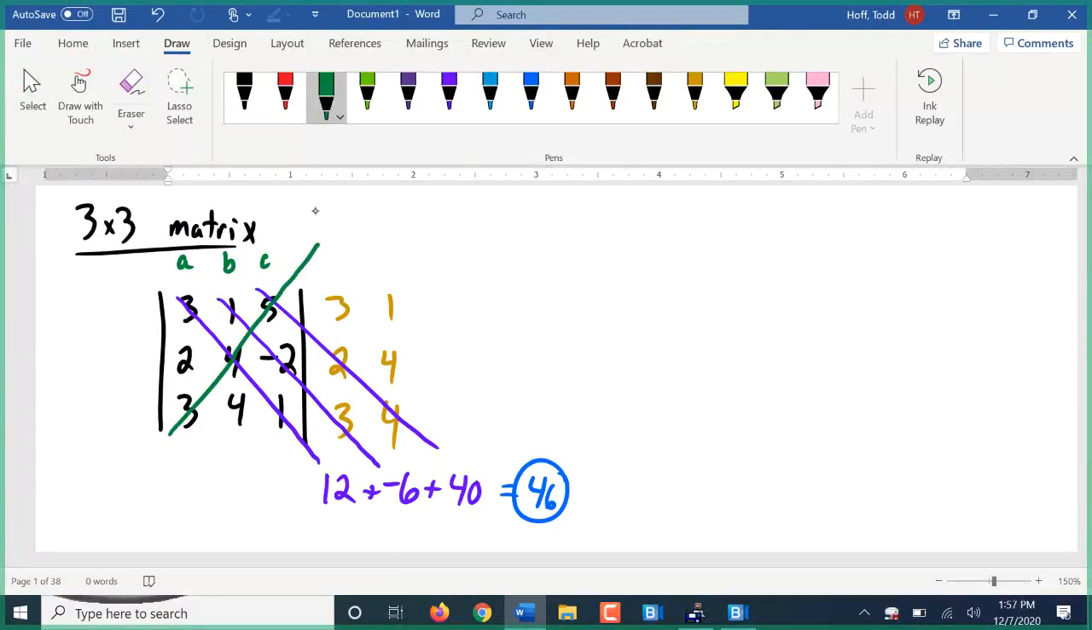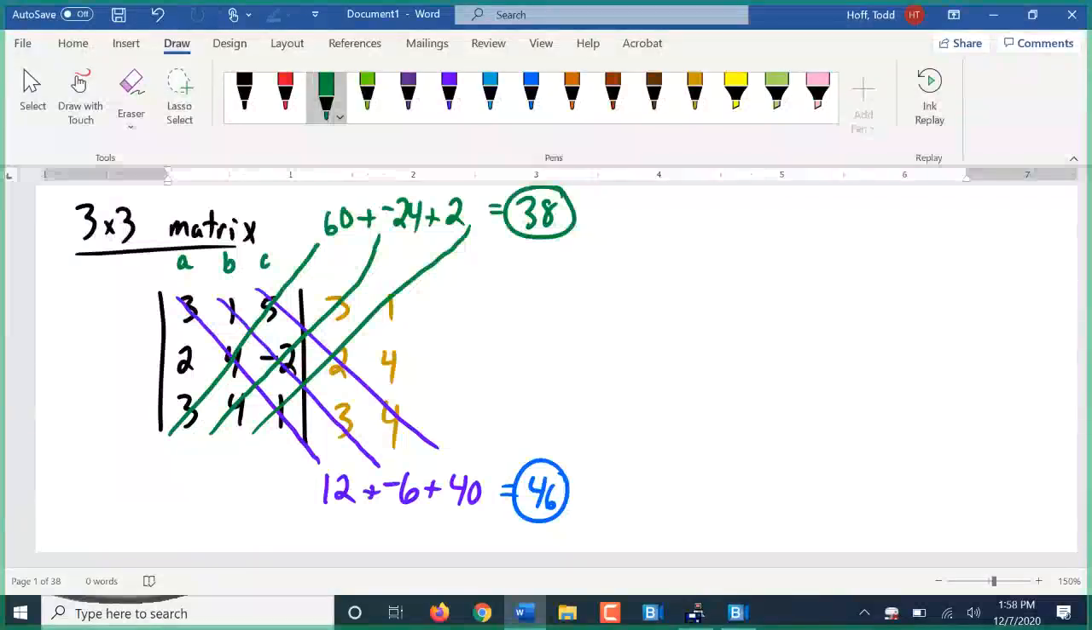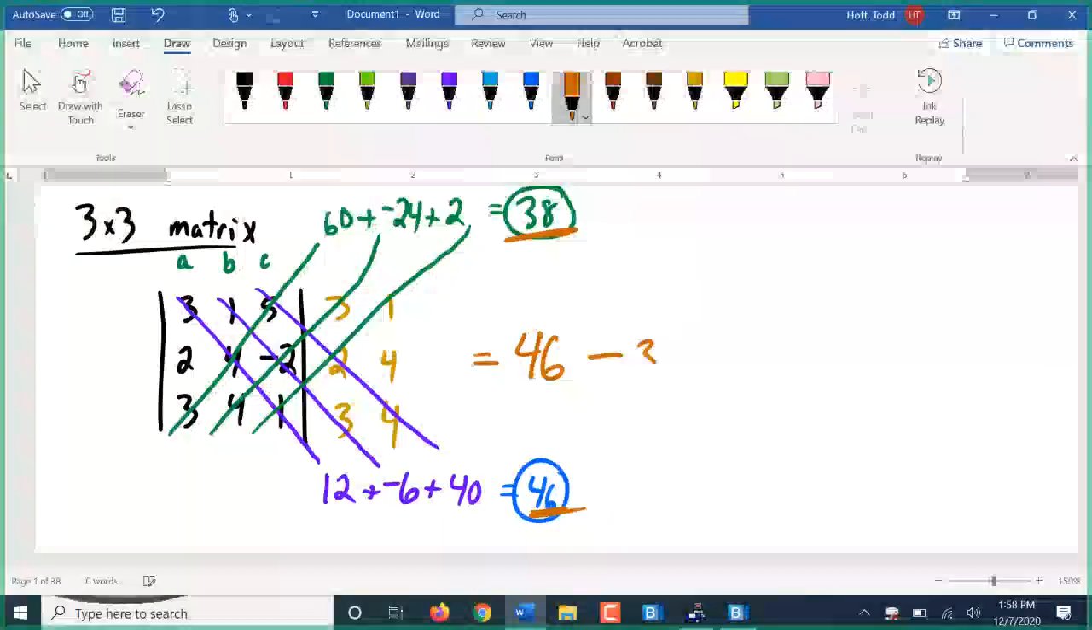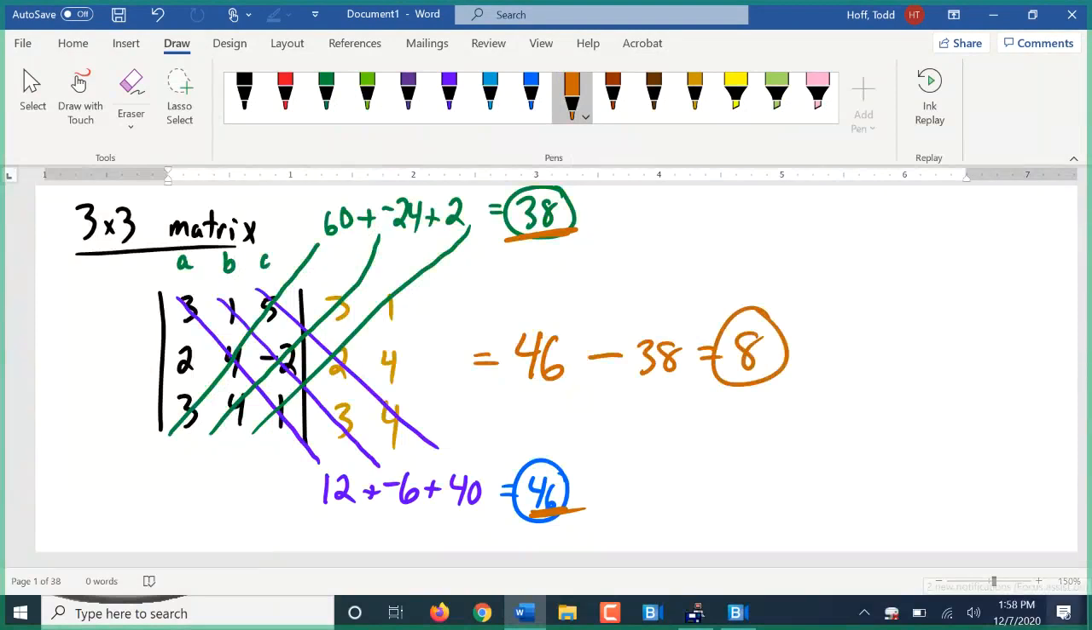3 times 4 times 5 is 60. 4 times 2 times negative 3 is a negative 24. And 1 times 2 times 1 is a 2. Well, 60 plus negative 24 is 36, plus 2 is 38. That is my total up diagonal product. So my determinant is my down diagonal product, the 46, minus the up diagonal product, the 38. 46 minus 38 is 8. So my determinant of this matrix is 8.